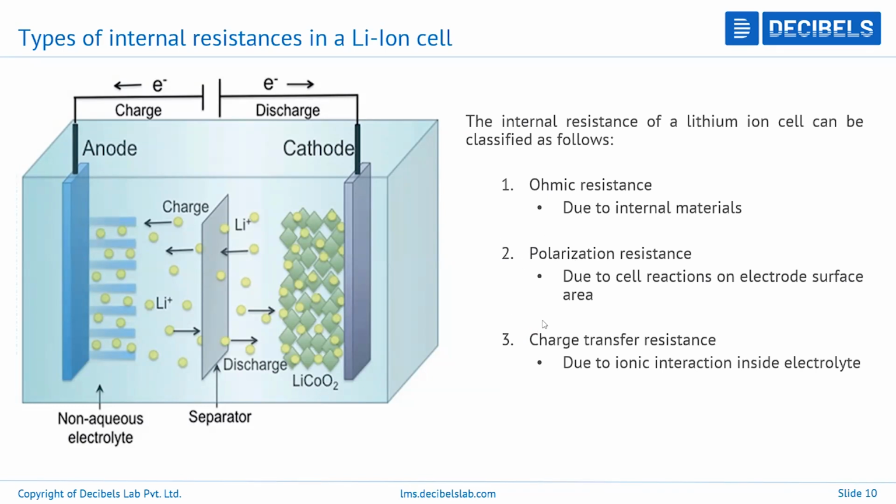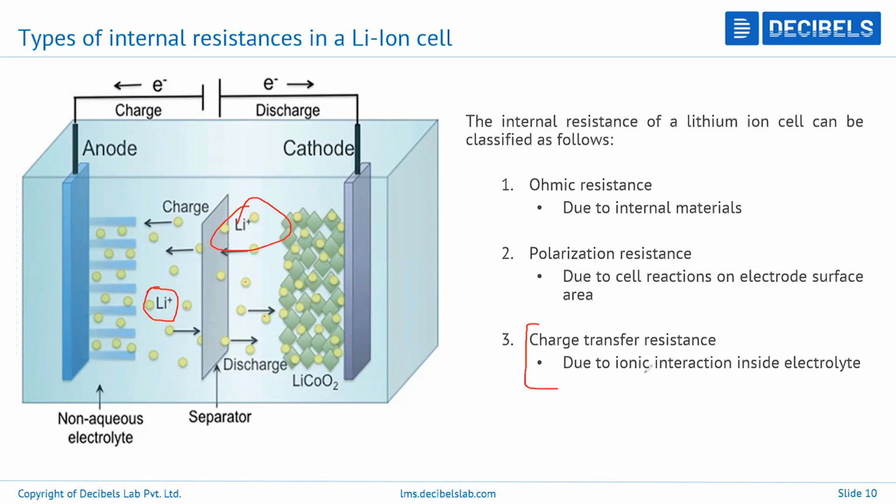The third type is charge transfer, and this is because of ionic exchange. You can see lithium ions being exchanged here. These small yellow dots that you see here are all the lithium ions. They travel from anode to cathode and then back from cathode to anode. Because of this interaction between the ions, you have a resistance.